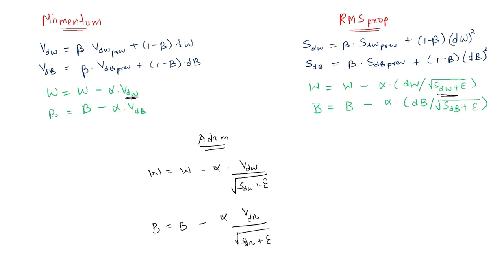And as we are having 2 betas here, we will take this as beta 1, and we will take this as beta 2. The value of beta 1 is usually taken as 0.9, and the value of beta 2 is usually taken as 0.999. And epsilon here is the same as we took for RMS prop, which is 10 power minus 8. The full form of ADAM is adaptive moment estimation, and in short it is called ADAM.